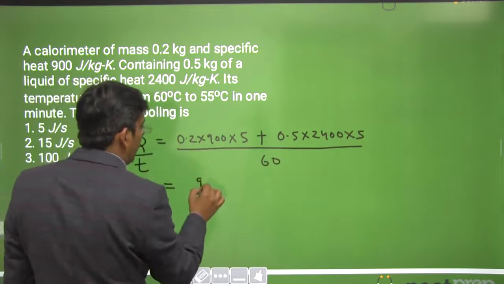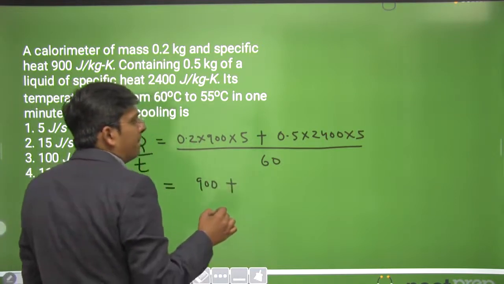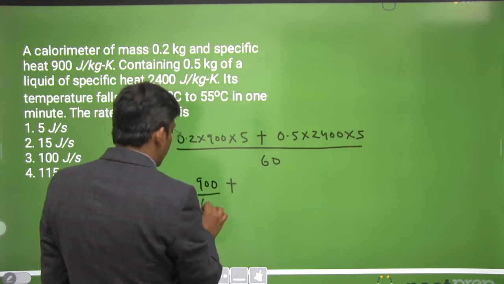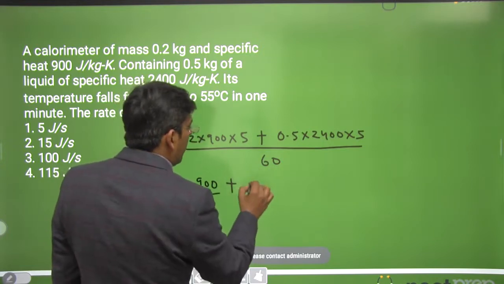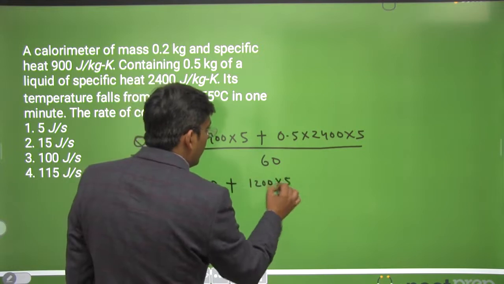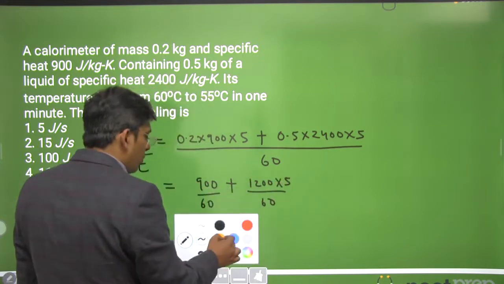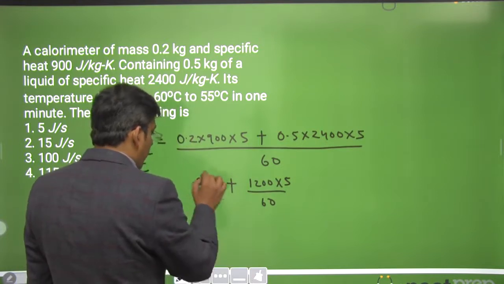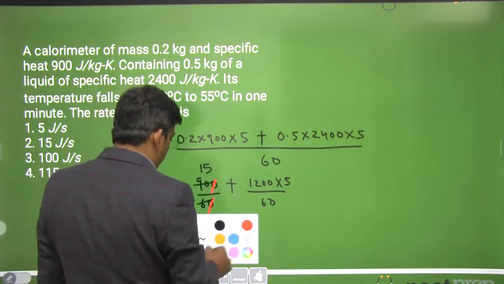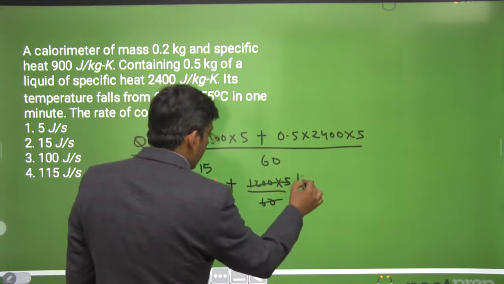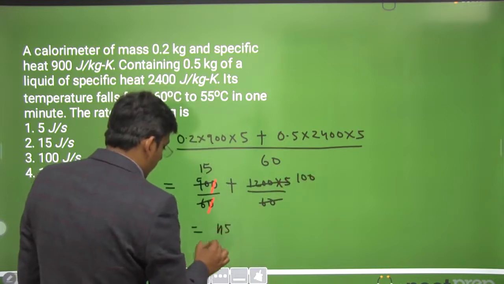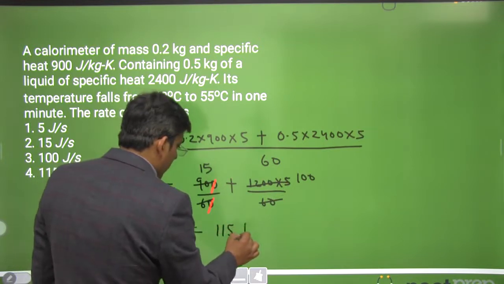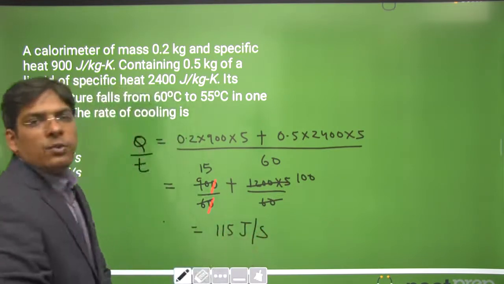Right, so this is 900 by 60 plus 1200 into 5 divided by 60. We are going to cancel a few things now. We are going to get 15 here and we are going to get 100 here. This becomes 115. So the answer is 115 joules per second. 115 joules per second. Okay, dear students?